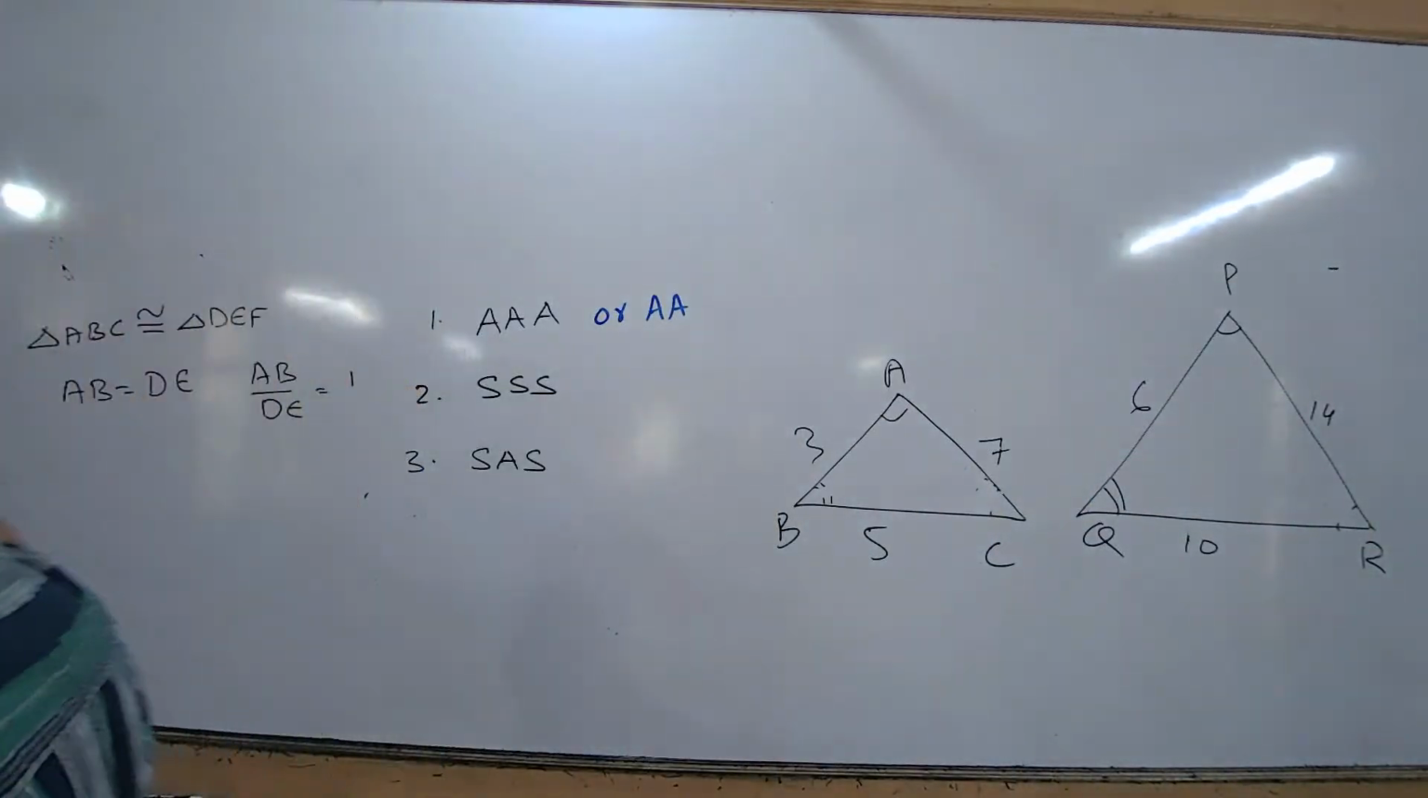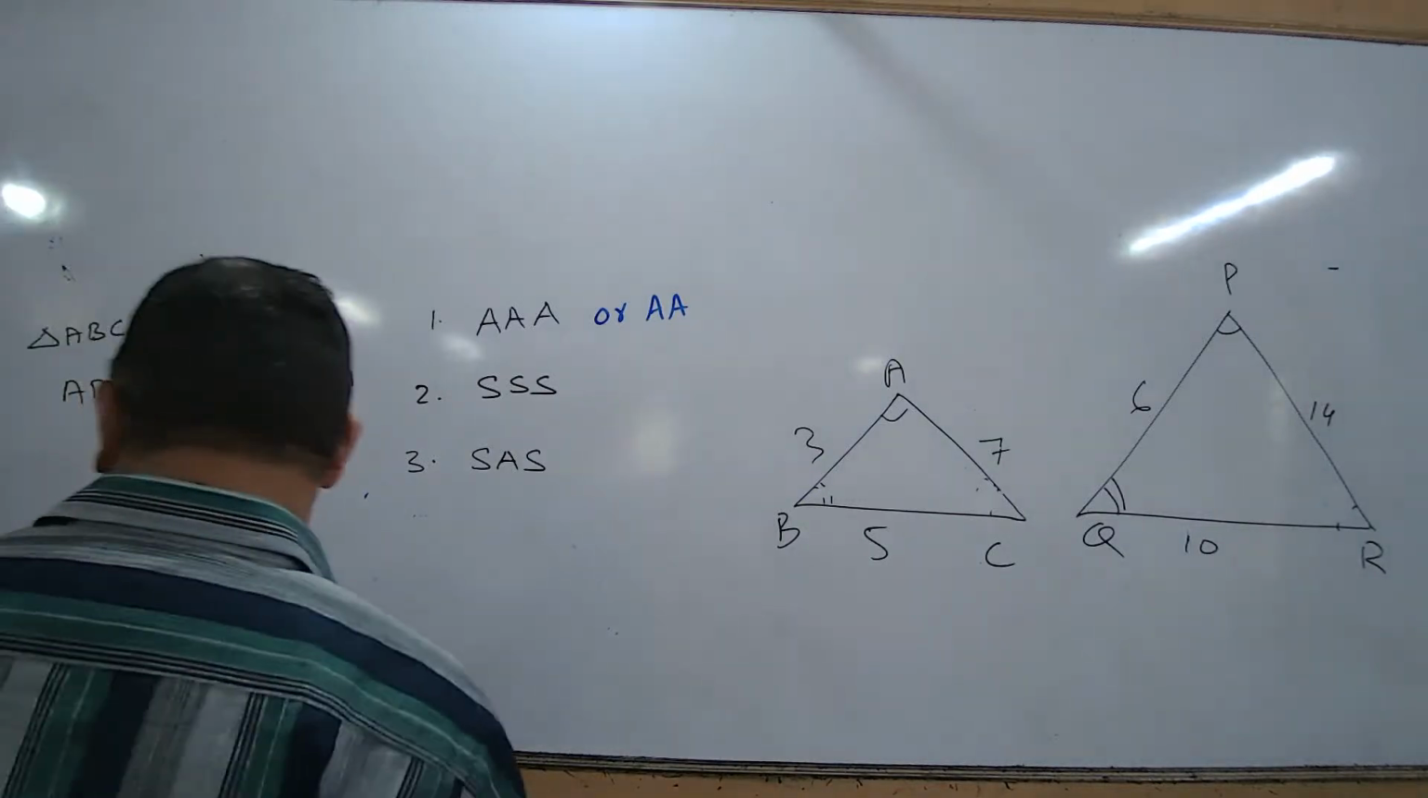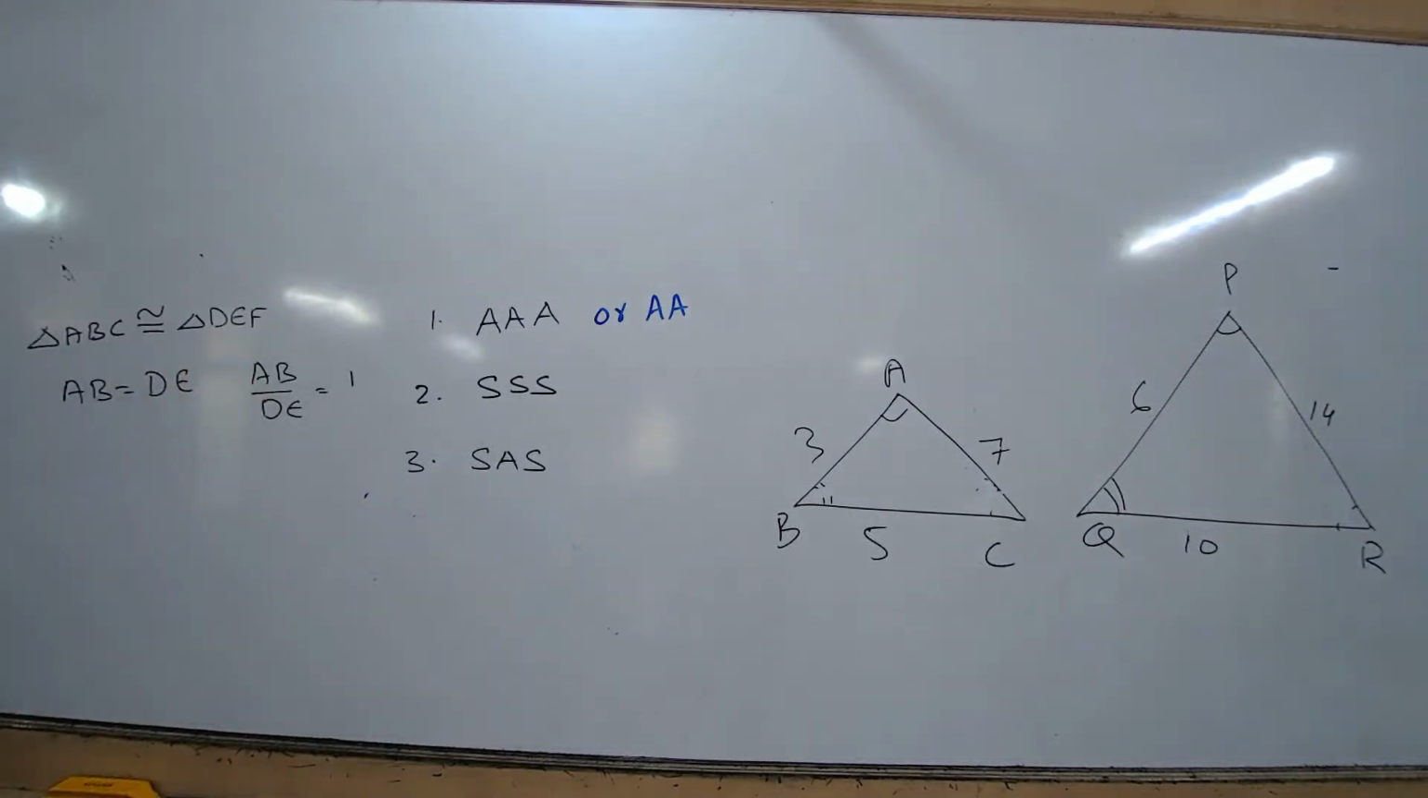These are the three tests of similarity. Which are they? Triple A or double A. In the questions, we will use only double A. There is no need for the additional one. Second one is SSS. Third one is SAS. All of you write the tests of similarity. Write all the three.